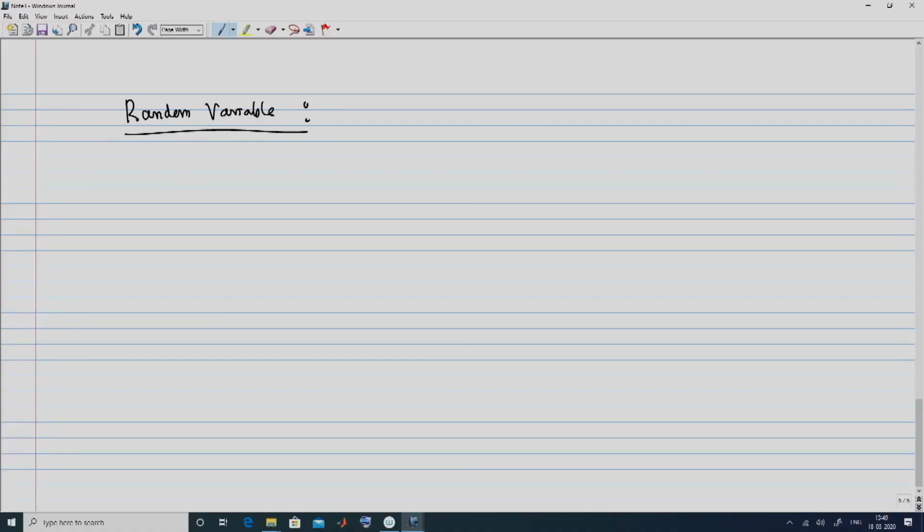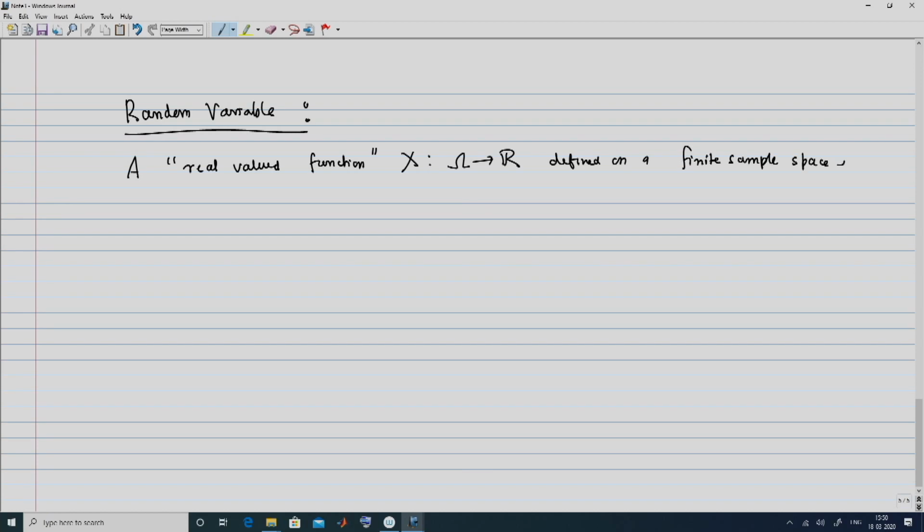So, accordingly we will now start off with the notion of random variable. A random variable is essentially a real valued function, and typically we denote the random variable X. A real valued function X from omega to R, that is defined on a finite sample space omega, is called a random variable on omega.